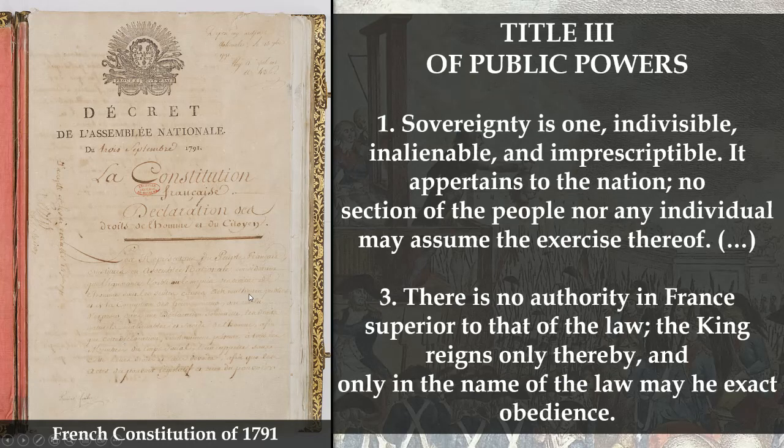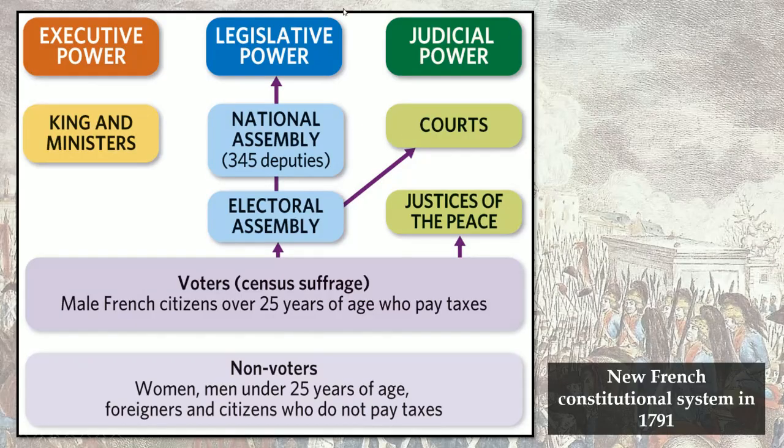Then in 1791 they finally drew up a constitution, the Constitution of 1791, which was based on several Enlightenment ideas, such as the separation of powers. As you can see here, the executive power is held by the king and his ministers, and the king has the right to veto, so to stop the approval of any law. The legislative power is held by the National Assembly, and the judicial power by the courts.